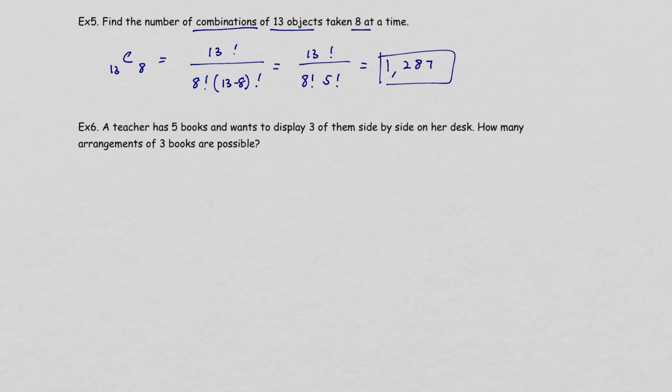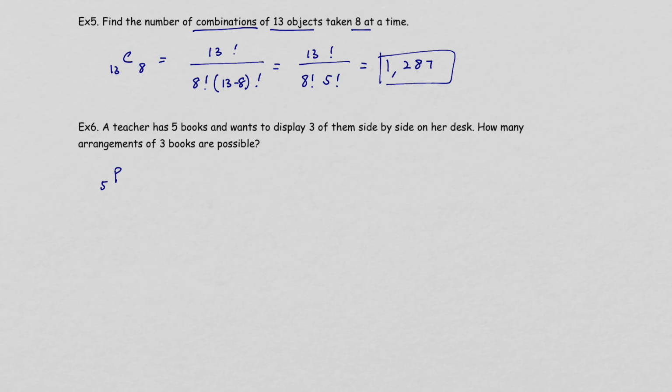Example 6: a teacher had 5 books and wants to display 3 of them side by side on her desk. How many arrangements of 3 books are possible? It's side by side, right? So having book A next to B will be different than having B next to A. So order is going to matter, so we're going to use permutations.